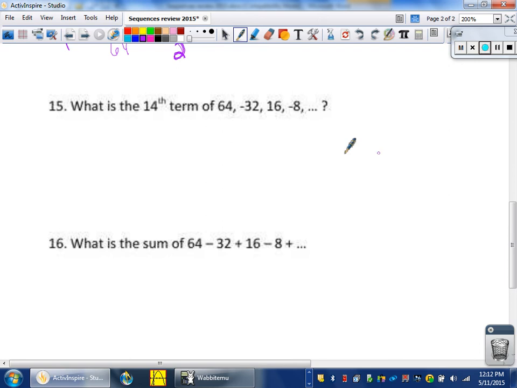So 15, what is the 14th term of this geometric sequence? So we want a sub 14 of the previous answer. So 64 times negative 1/2 to the 14 minus first power. So that's a 14: 64 times negative 1/2 to the 13th.